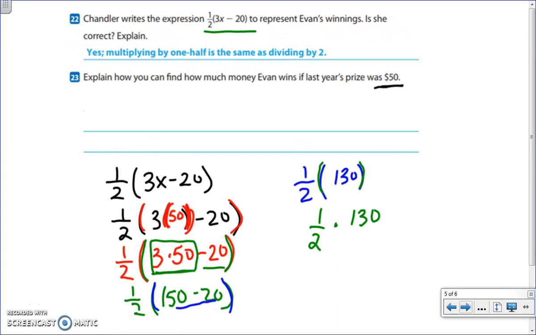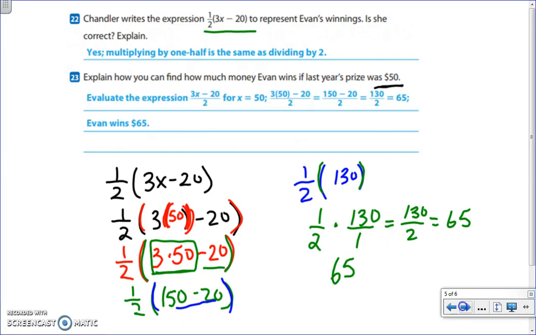I know that half of 130 is 65. Or if you want to think of them as fractions and multiply straight across, 130 over 2 would also equal 65. So I know that Evan's earnings would be $65. Oh, looks like they used the other one. They used the other expression, which is fine as well.